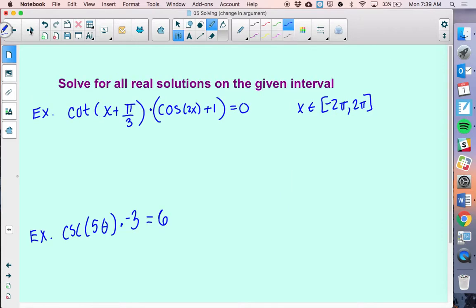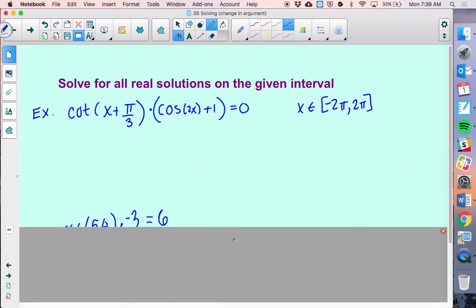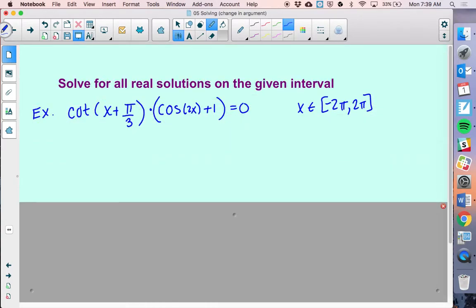Okay, now let's look at what happens when we're solving on a given interval. So here's my first example. Cotangent of x plus pi over 3 times cosine of 2x plus 1 equals 0. So here's one of those problems where we have something times something equals 0. So I'm going to split it into two parts. We've got cotangent of x plus pi over 3 equals 0, and we've got cosine of 2x plus 1 equals 0.